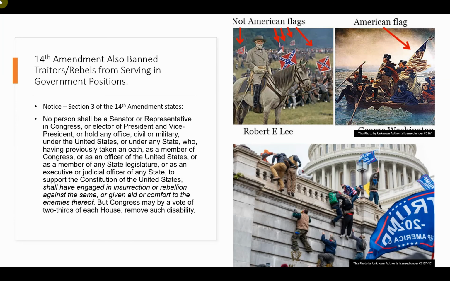So just a little word to the wise: do not take up arms against the government if you want to work for the government. Don't go and trespass on government property, etc. This kind of thing gets you in trouble.